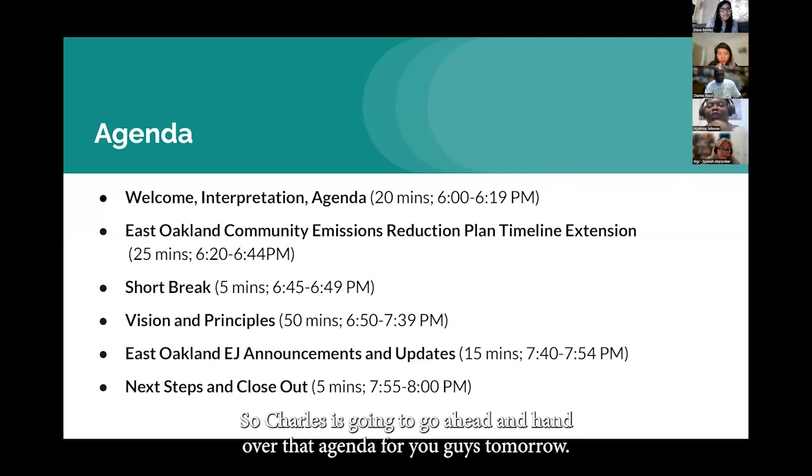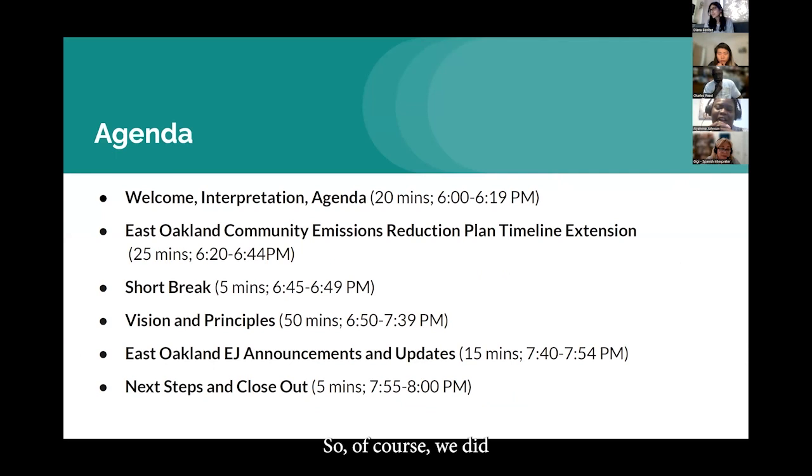So Charles is going to go ahead and hand over that agenda for you guys. So, of course, we did our welcomes and our interpretation, and that would take about 19 minutes of our meeting. Let me run through this. East Oakland Community Emissions Reduction Plan Timeline Extension. This will be a discussion of the CARB timeline, and we do have some representatives from CARB, Julia Longo and Mr. Brian Moore. And then we'll have a short break.